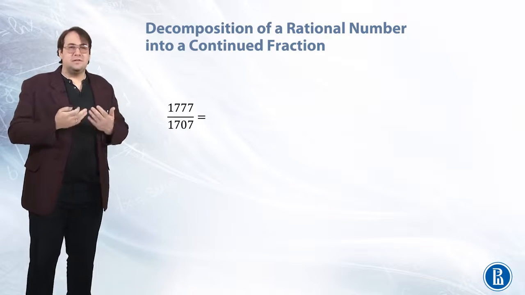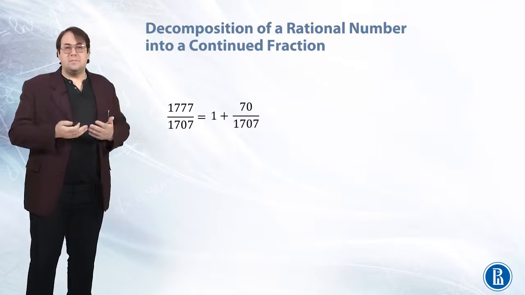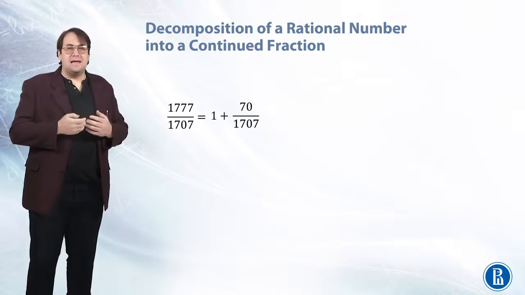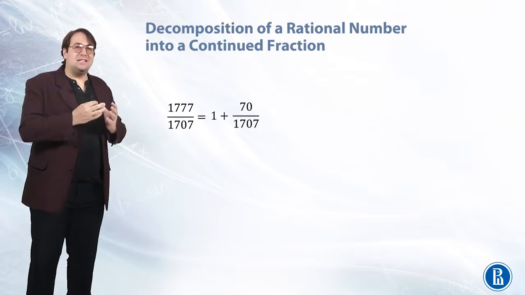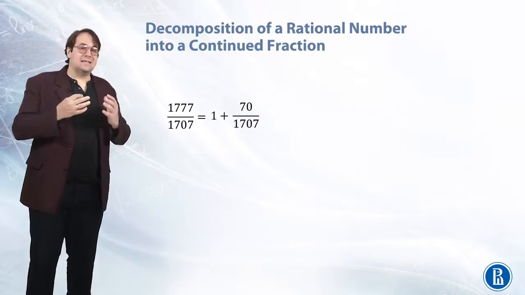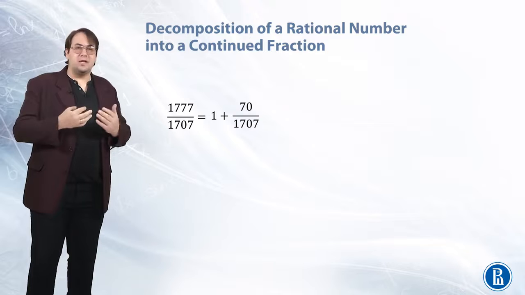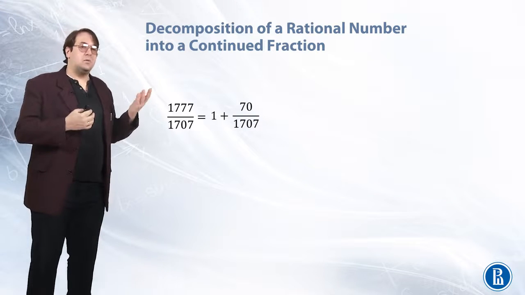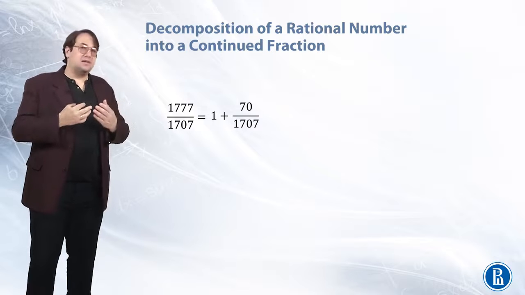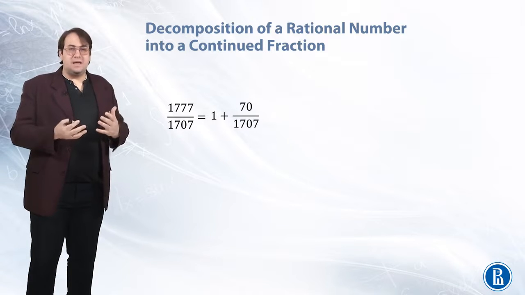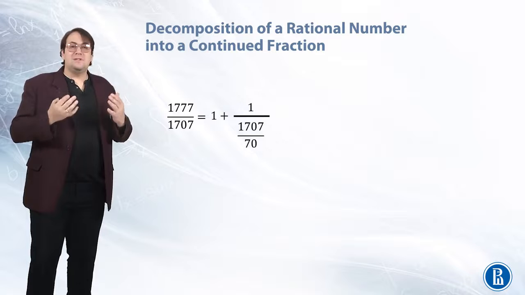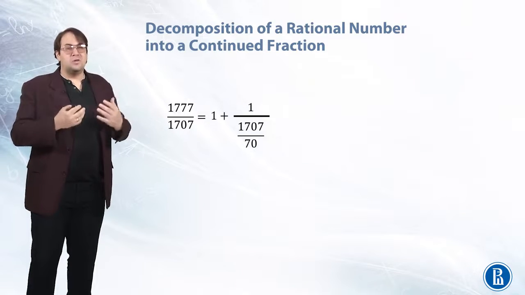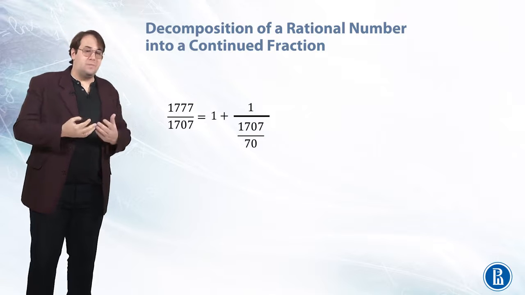Well, consider such a fraction. The first step is to extract the integer part of this fraction and represent it as something integer plus something less than 1 and at the same time greater than 0. So this fraction 70 over 1707 is something greater than 0 and less than 1. Then represent this fractional part as 1 over something greater than 1.